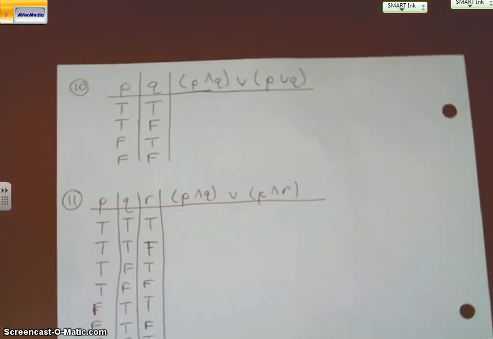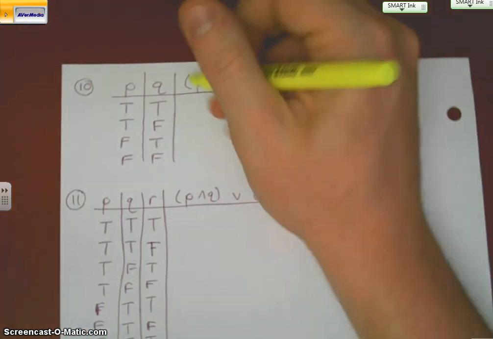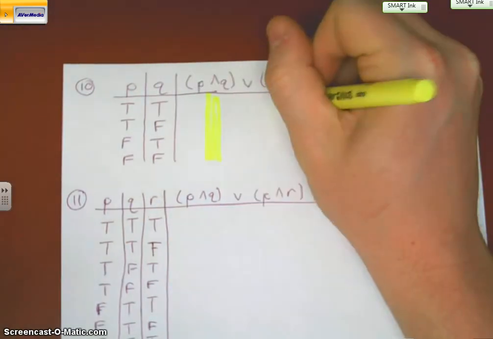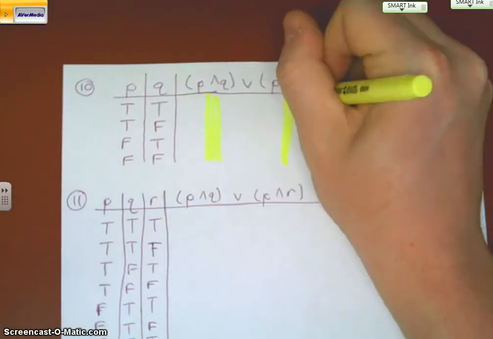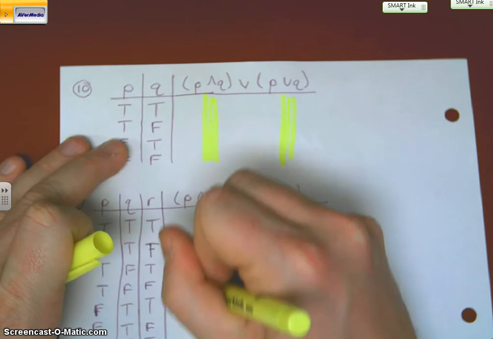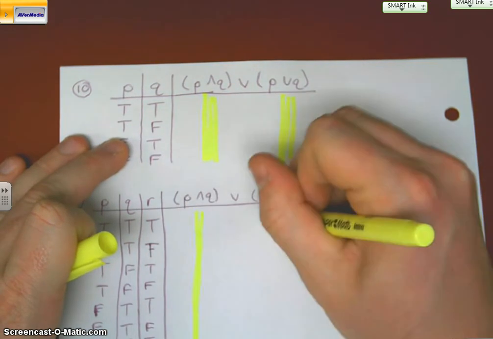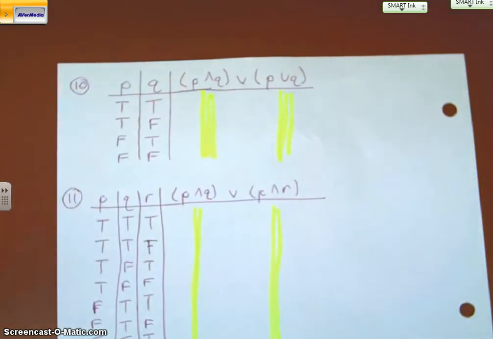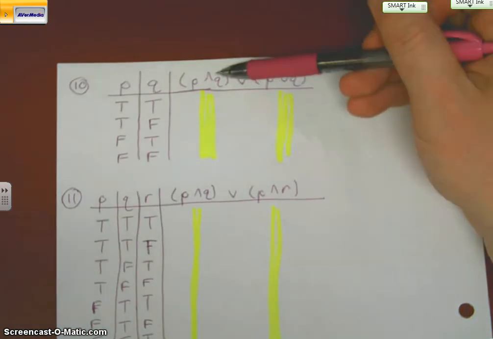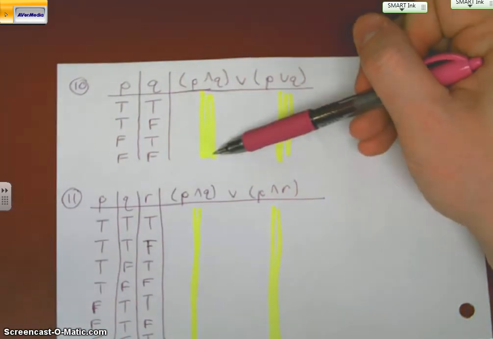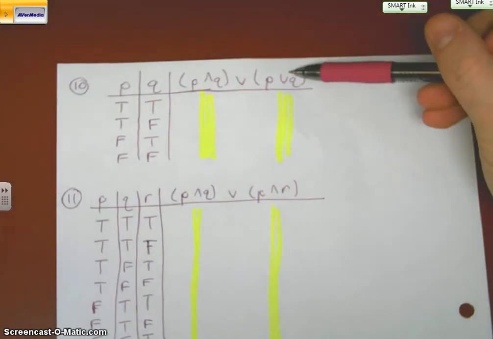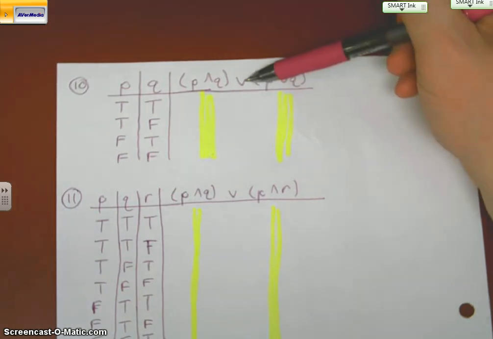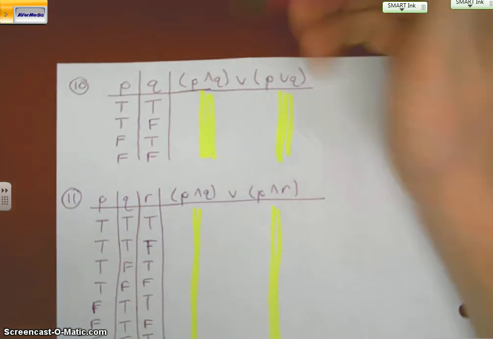Okay, let's look at truth tables. So this is what we're going to do. We're going to do the truth statements and false statements for this situation, and then compare those at the very end.